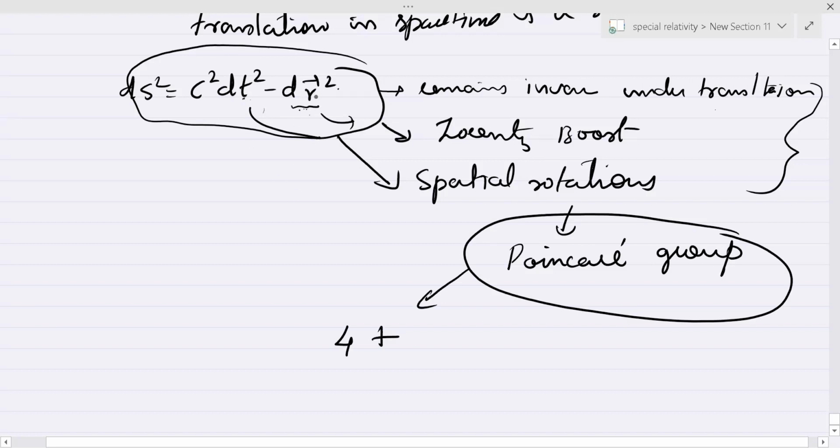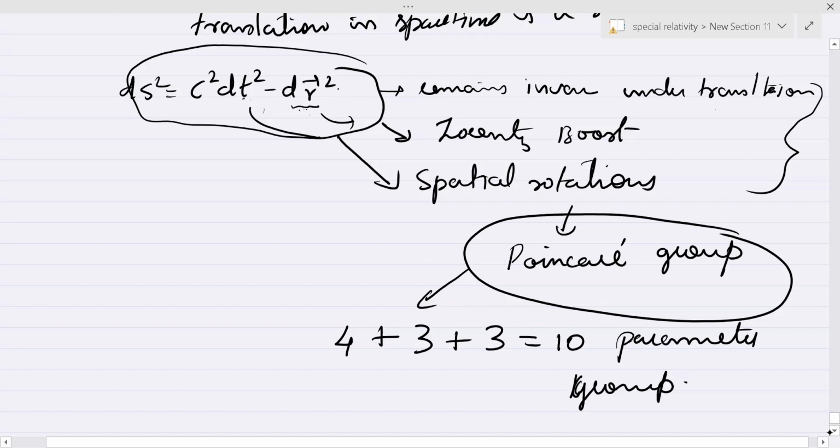What about spatial rotations? There are 3 possible spatial rotations. You can rotate about the x-axis, y-axis, or z-axis, so there are 3 rotations. And how many boosts are there? Independent boosts along the x direction, y direction, or z direction, so there are 3 possible boosts. So this is a 10 parameter group. This is just for information: the Poincare group is a 10 parameter group.